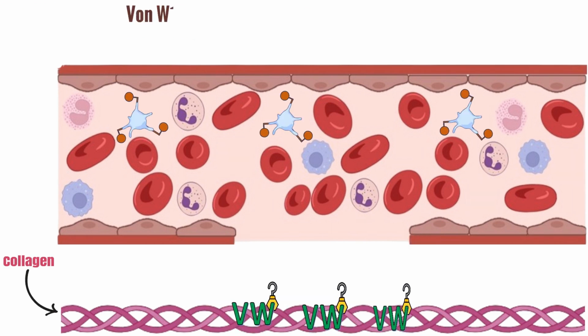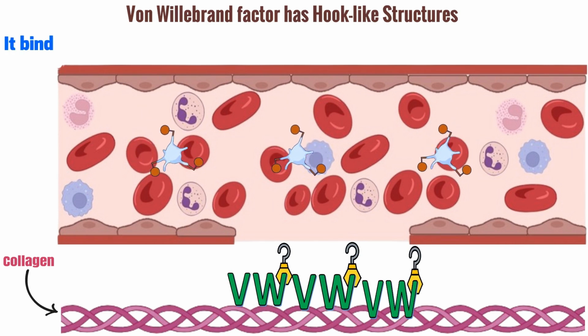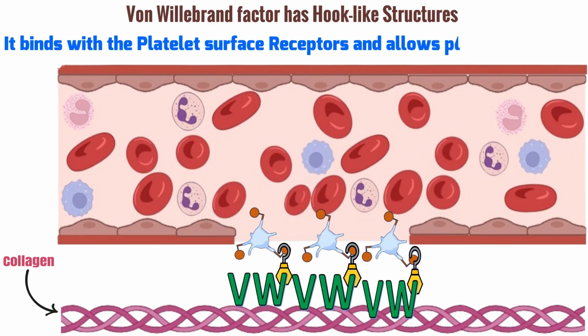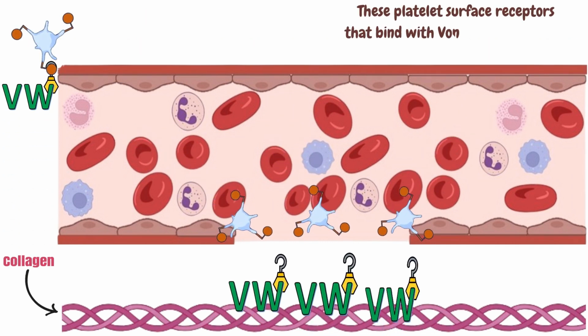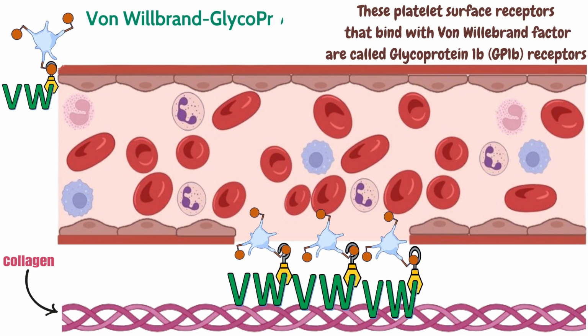Von Willebrand Factor has a hook-like structure, so it binds with the platelet surface receptor and allows platelet adhesion. This platelet surface receptor that binds with the von Willebrand Factor is called glycoprotein 1b receptor. So here a von Willebrand Factor-glycoprotein 1b association is formed.